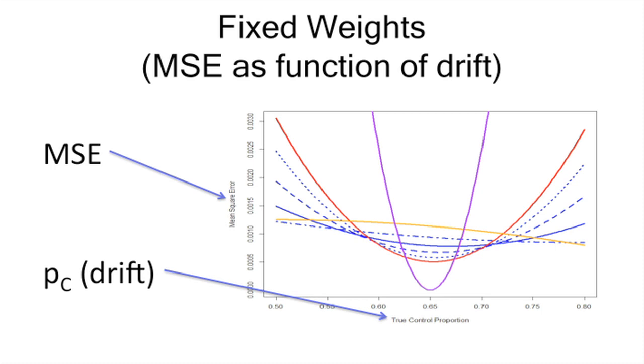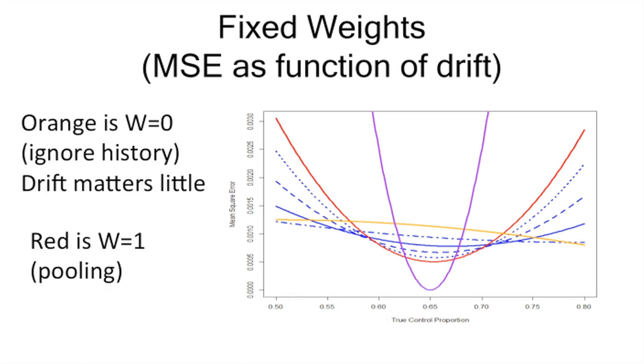You can see the bottom of that is 0, so I don't make any error at all. And of course, in any kind of random setting, you encounter some errors. The orange line, you can see in the middle, is flat, so drift doesn't matter much to it. If you ignore history, then it doesn't matter whether the rate is 55, 60, 65, 70, 75. The error rate stays about the same for mean square error.